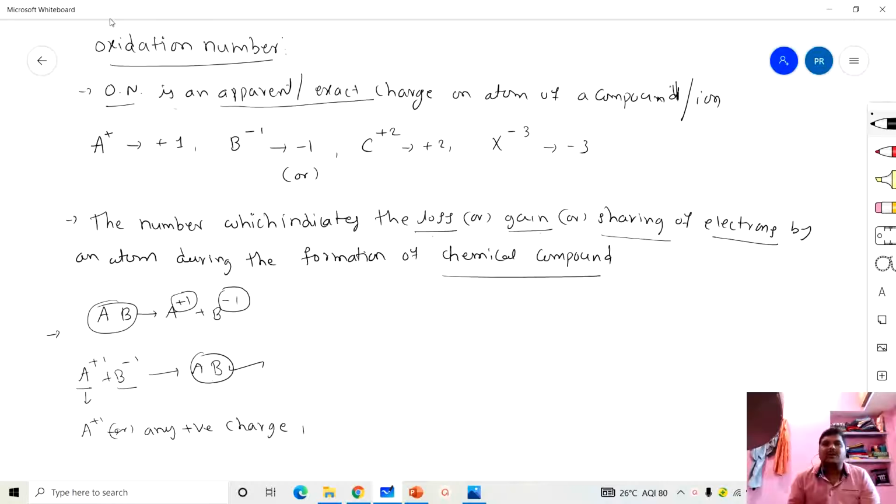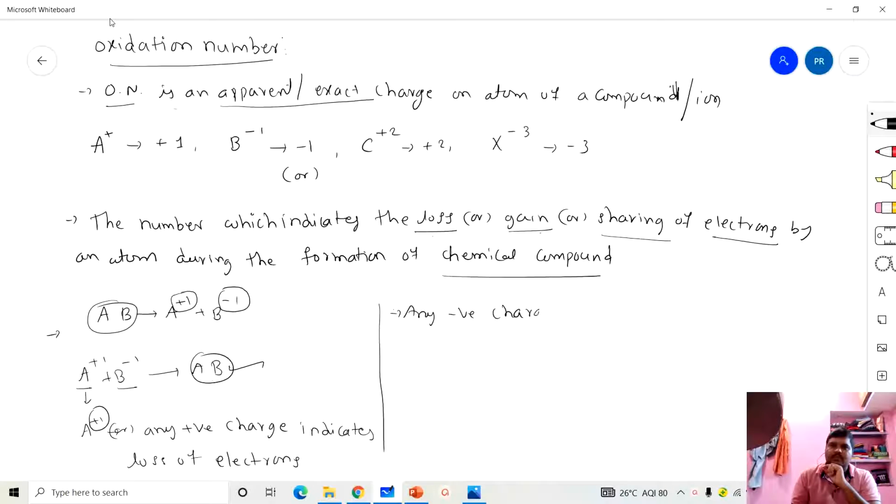So here plus indicates A plus, or any positive charge, indicates loss of electrons. A plus 1 in the sense it lost one electron. For example, another one, any negative charge indicates gaining of electrons.